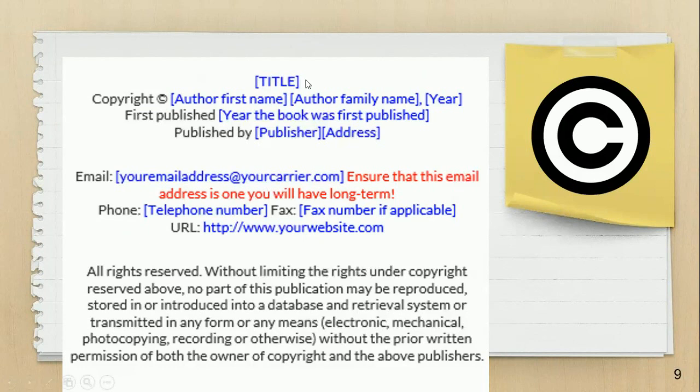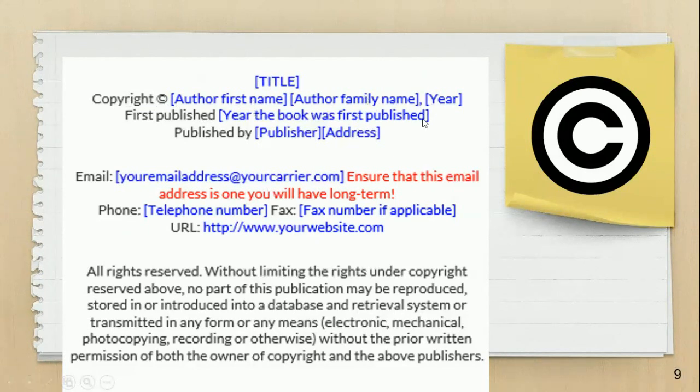So you want to have your title. You want to have copyright C, which again is not necessary because you do have assumed copyright, but it's pretty normal procedure for us to do this. So copyright C, little copyright symbol, which is this one here, author's first name, author's family name, and the year. So for myself, it would be Carrie McTaggart, 2017.